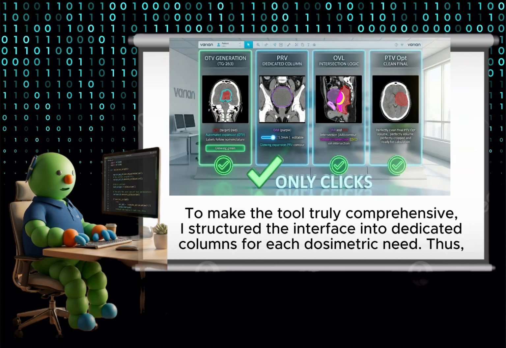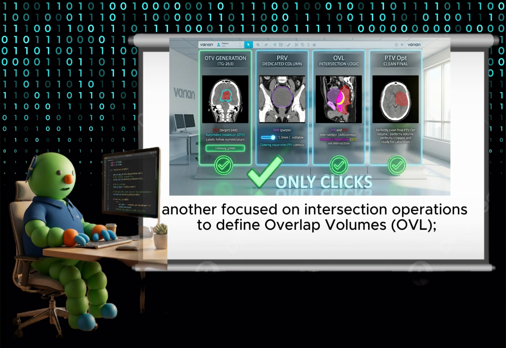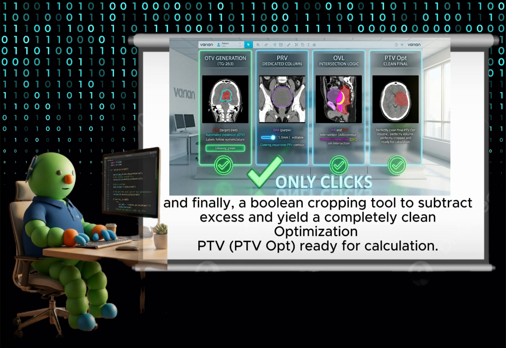To make the tool truly comprehensive, I structured the interface into dedicated columns for each dosimetric need. I integrated a geometric expansion function to create planning risk volumes (PRV). Another focused on intersection operations to define overlap volumes (OVL). And finally, a Boolean cropping tool to subtract excess and yield a completely clean optimization PTV opt ready for calculation.